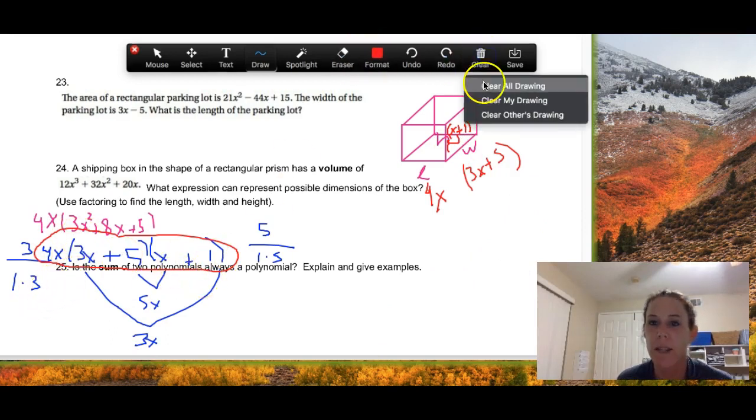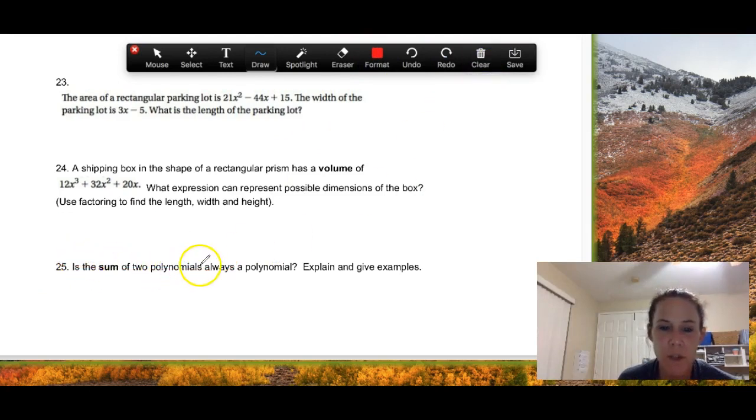All right, last one. Let's hit it. Is the sum of the two polynomials always a polynomial? Explain and give examples. That's a good question. Now, to be a polynomial, there's certain rules. You can't divide by a variable. You can't have a variable in the exponent.